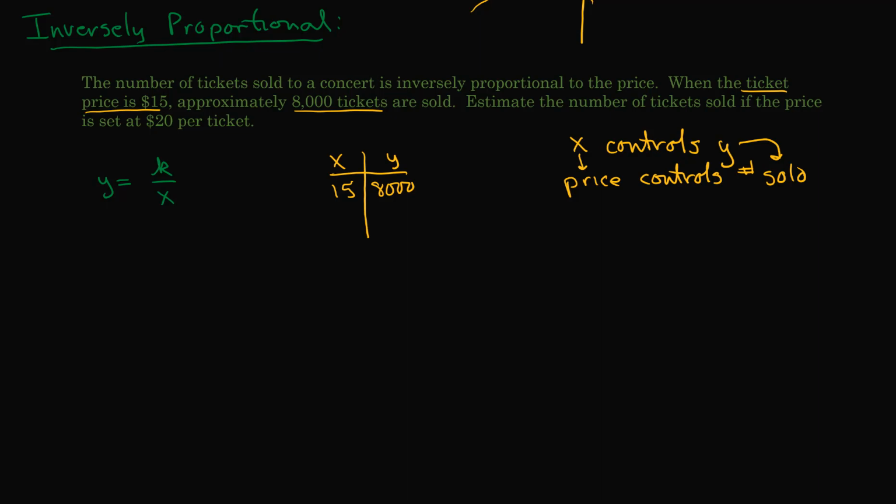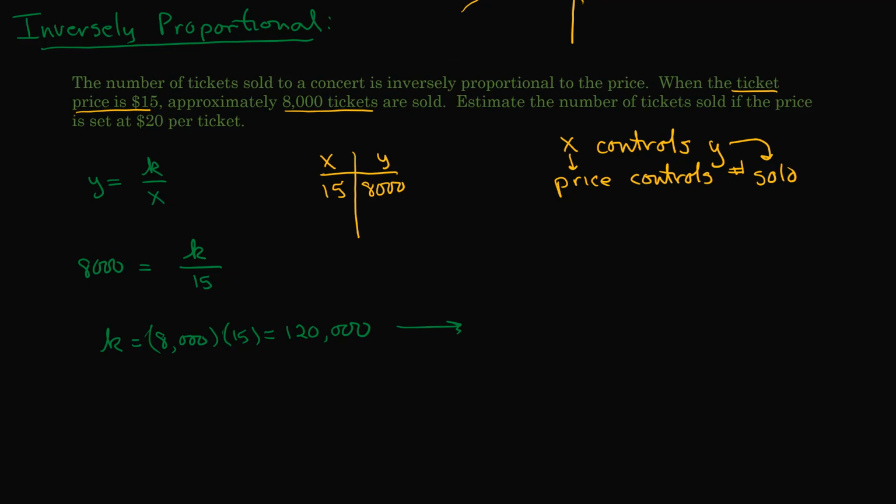Okay, so we have some information here. X is 15, Y is 8,000. We can plug these values, or substitute these values, into our equation and use this to compute our value for K. K is going to work out to be this 8,000 times 15. And if you work that out, that works out to be 120,000. Okay, so with that information, that gives us our equation Y is equal to 120,000 over X.